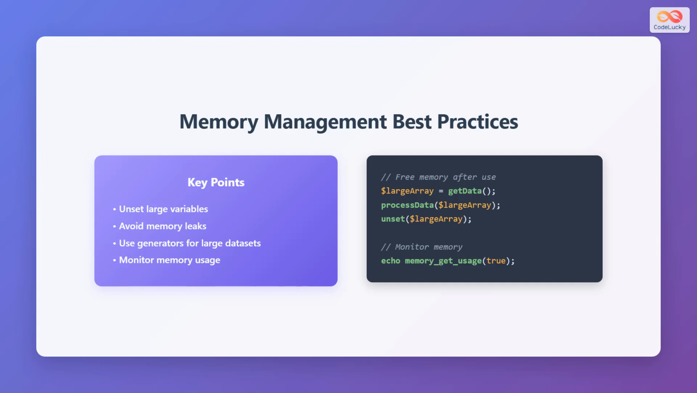Efficient memory management is vital for PHP applications. Key practices include unsetting large variables after use to free up memory, avoiding memory leaks by properly closing resources, using generators for large datasets to process data in chunks, and monitoring memory usage to identify potential issues.